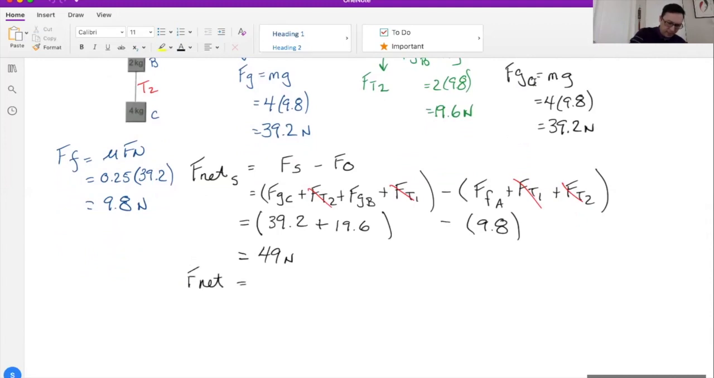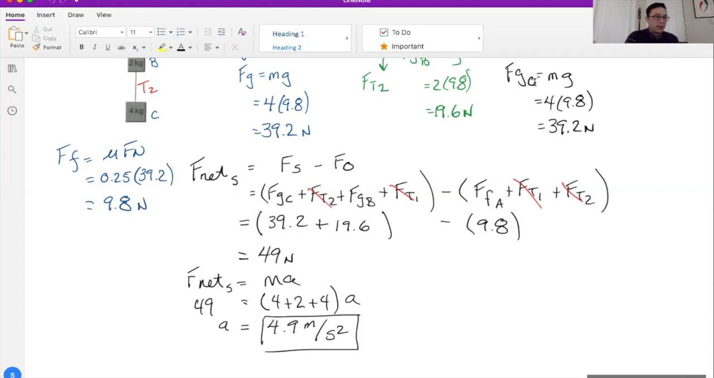Okay. Now I'm going to do Fnet, which is equal to mass times acceleration. Now this is Fnet for the system, so I will need the system mass. There are 3 objects in the system: a 4 kilogram, a 2 kilogram, and a 4 kilogram, which adds up to a total of 10, right? 8 plus 2. And this is 49. Don't need a calculator for this. 49 divided by 10. Acceleration is 4.9 meters per second squared.